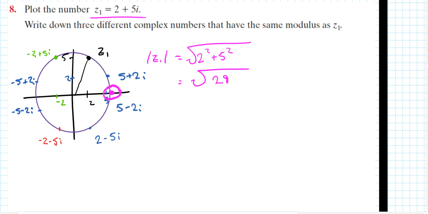How would you describe this point right here? That would just be square root of 29 plus 0i. This one here would be 0 plus the square root of 29i. This here would be minus the square root of 29 plus 0i. And this one here would be 0 minus the square root of 29i. So loads of complex numbers with the same modulus.